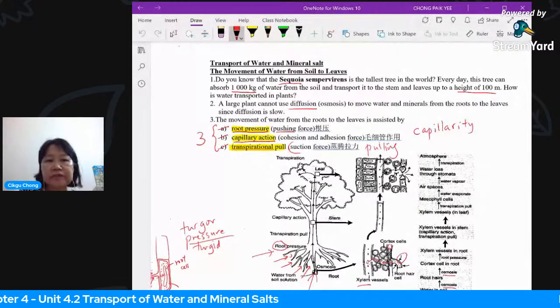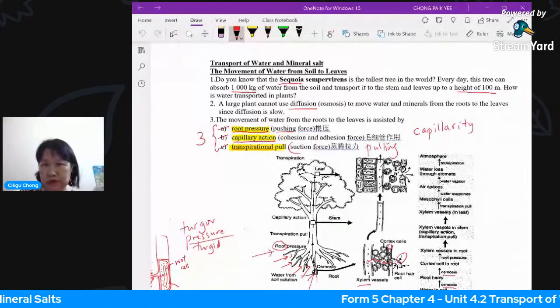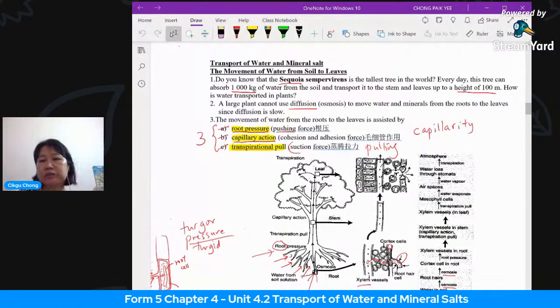First of all, root pressure comes from, as you know, the roots. It's because the root is the organ to absorb water.